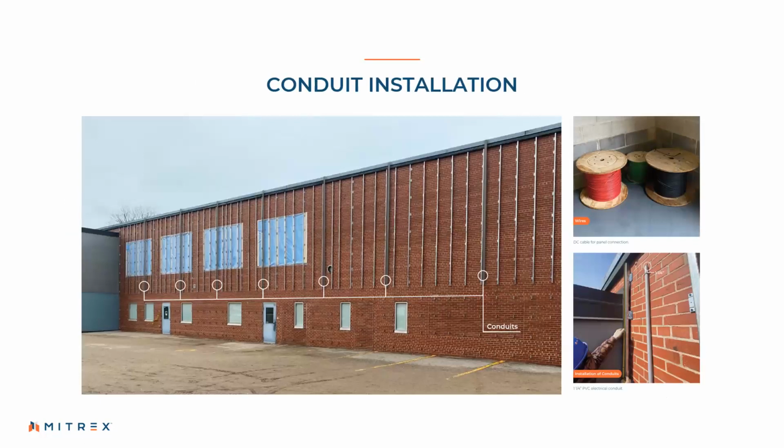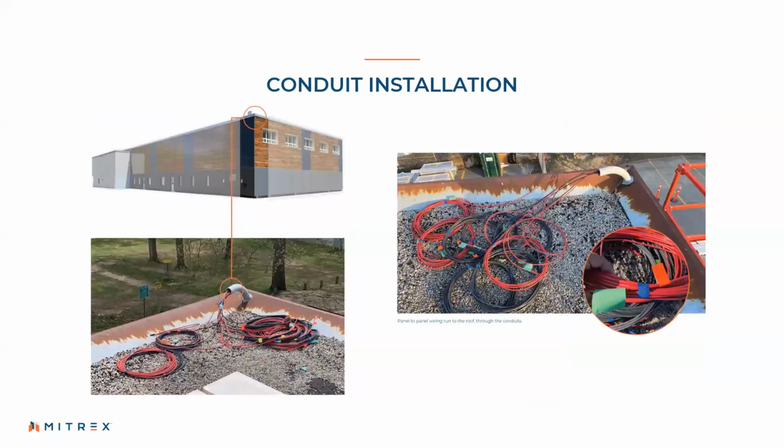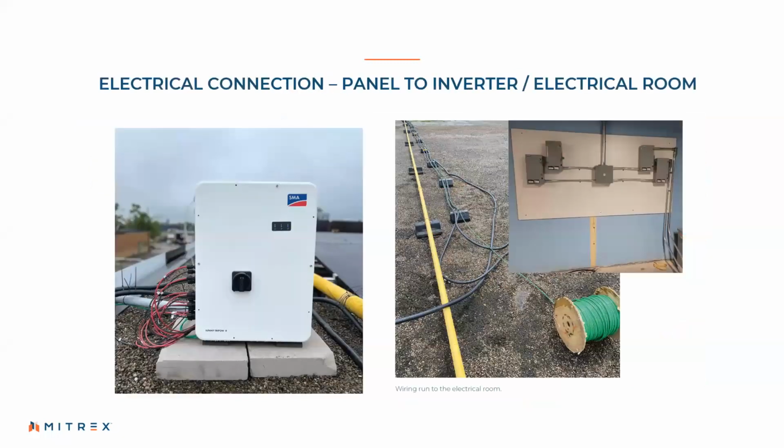And conduit installation, again, looks different depending on the building. So if it's a retrofit, it's one way. If it's a new build, it's another way. Where the home run cable goes, where the inverters go, those are all questions that are asked during the design process once we really get granular into a project, because it changes from project to project. Electrical connection, panel to inverter into the electrical room, which equipment we use.